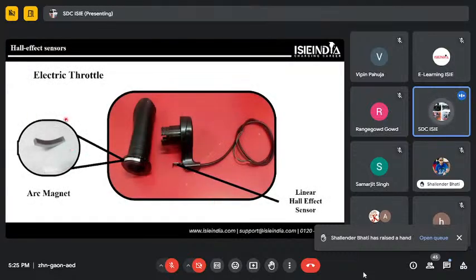So this is one picture of an electric throttle. Here you can see that we have one arc magnet inside the electric throttle, right? Along with that, we have a spring inside, and then this coupler, and inside that there is a Hall effect sensor, a linear Hall effect sensor, and it gives three wire connections: two for the power supply source, and one from which we get an output response from the sensor when it comes near contact with a strong magnetic field.